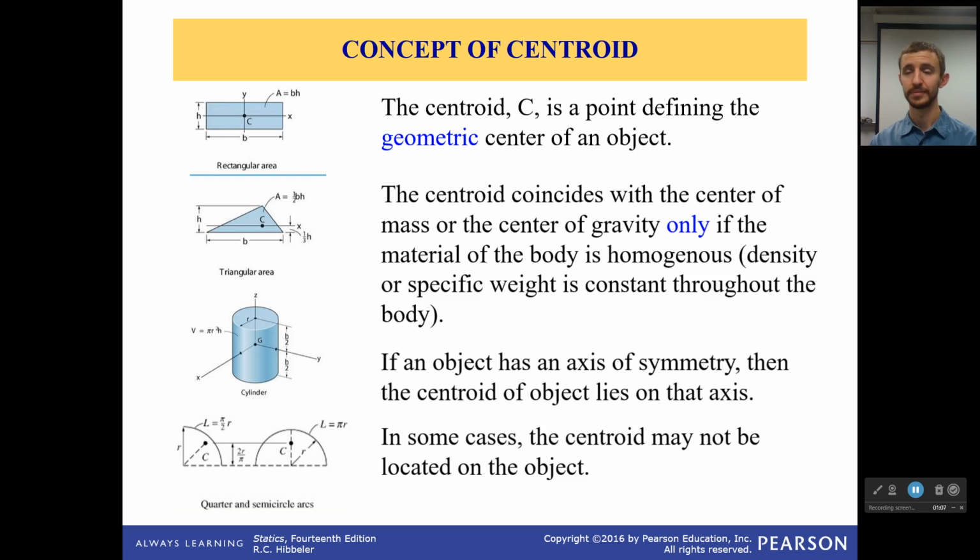Okay. Now, in some cases, the centroid may not be on the object. Think about a hollow cylinder. The centroid would be floating in the middle. Or a ring. The centroid is still in the center because it's a circle, but it's floating in the middle.